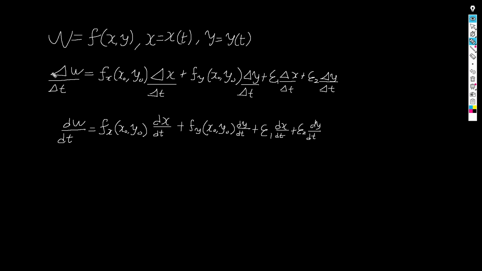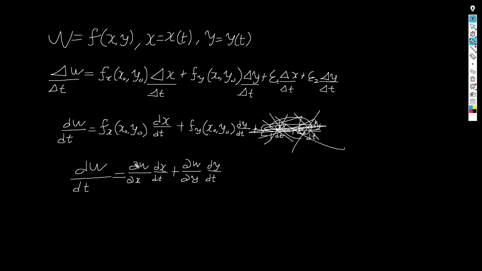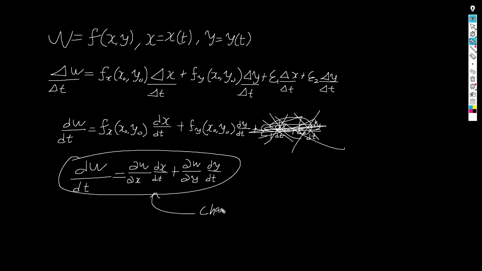Anyway, since delta w goes to 0, then both epsilon 1 and 2 also go to 0, since that's one of the conditions. So we can just get rid of these epsilon terms. And rewriting fx and fy, we get this. So this is the chain rule for w, which is a function of two variables, which are both functions of one variable.